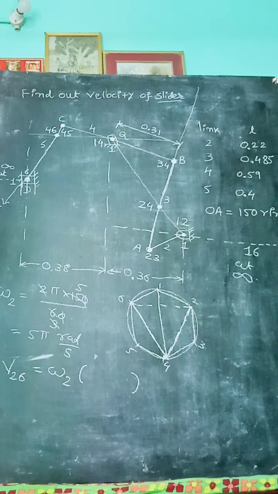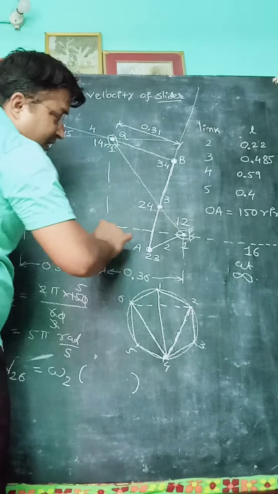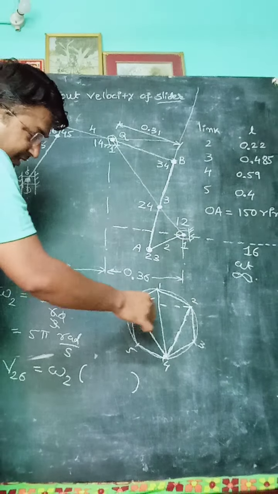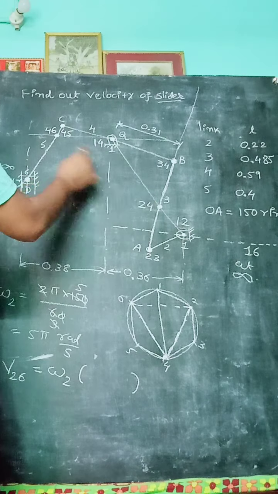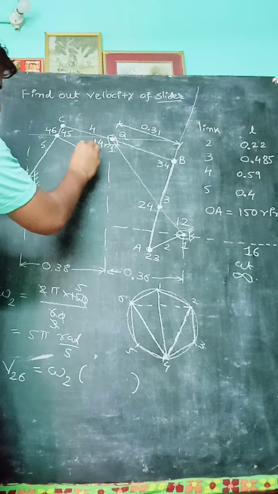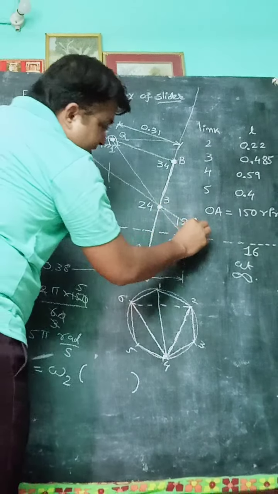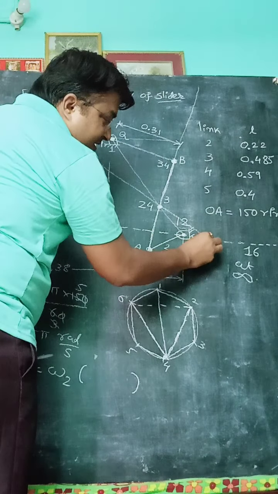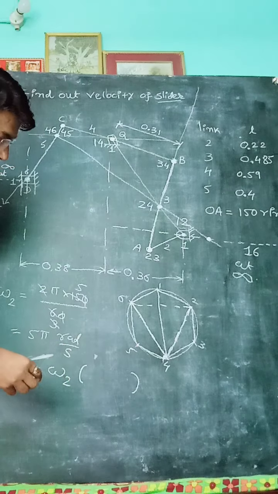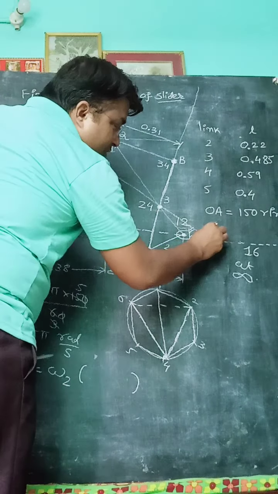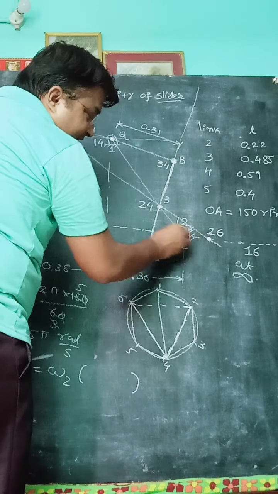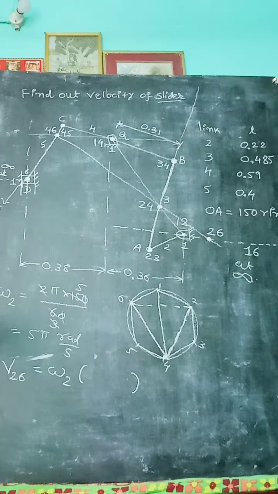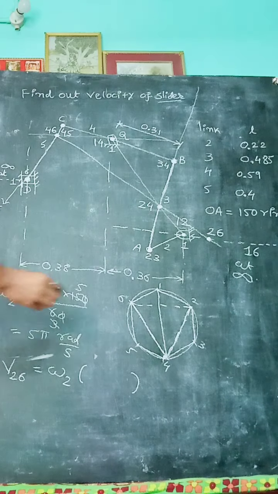So how can we plot 2 6? With the help of 1 2, 1 6 and 2 4, 4 6. So join them, 2 4 and 4 6. Yes, this is nothing but the instantaneous center 2 6, which is on this infinite line. 2 6.